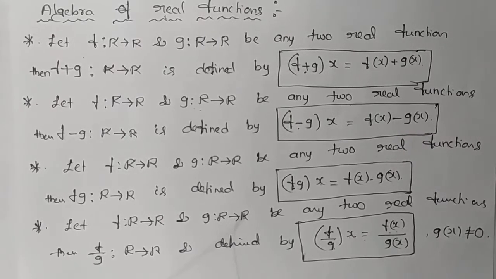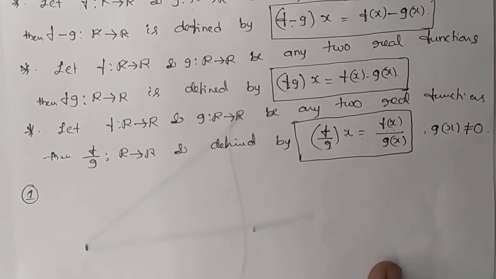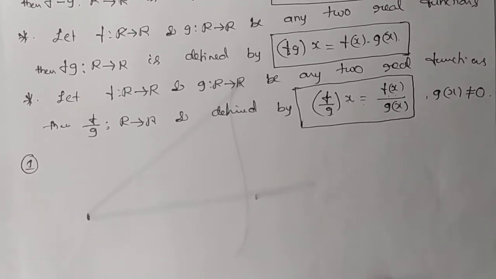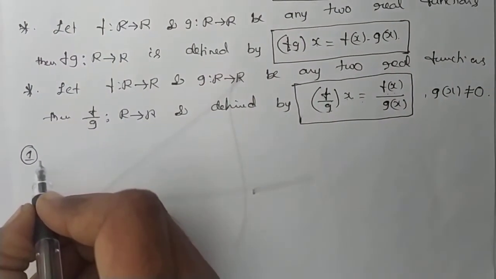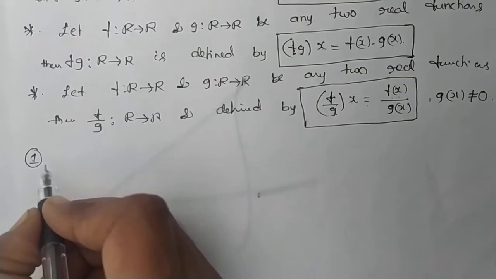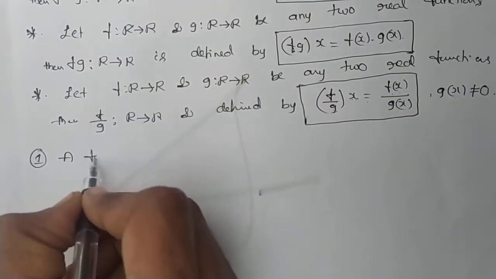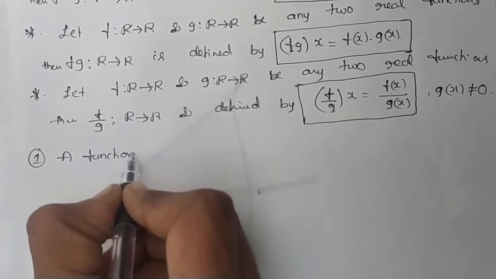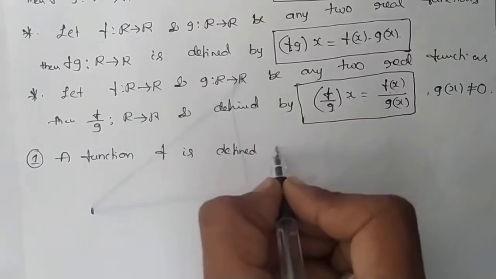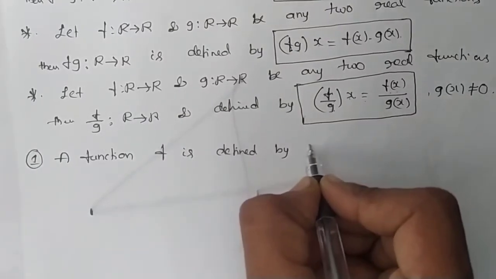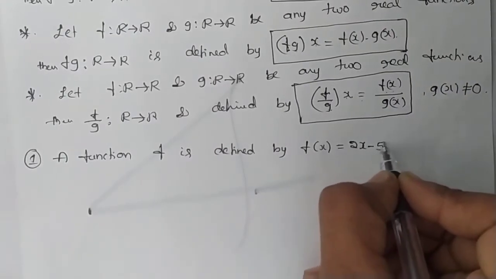Now let us move on to the problems. The very first problem. A function f is defined by f of x equals 2x minus 5.